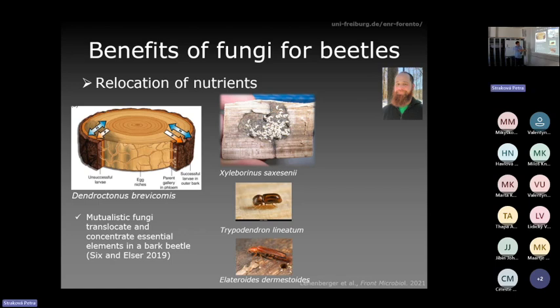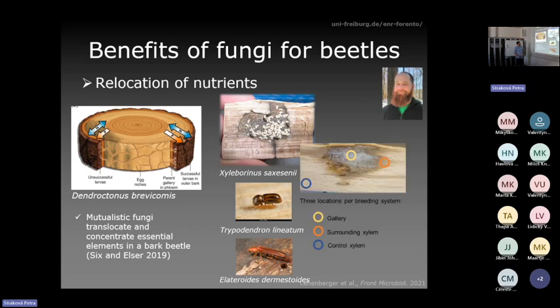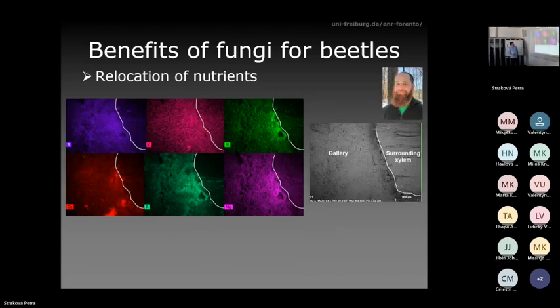And so he tested this with 3 different Ambrosia beetle species. What he did is he looked at the elemental composition 5 centimeters away from the tunnel, close to the tunnels, and then within the tunnel systems, the fungal layers. Here is a visual representation of the concentration of different nutrients. Always on the left side, this is the tunnel system with the fungal layers, and on the right side you have the xylem.